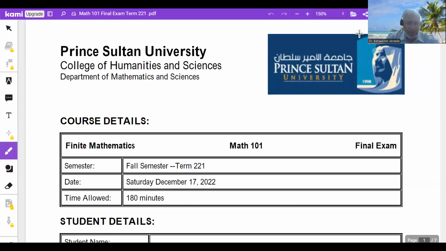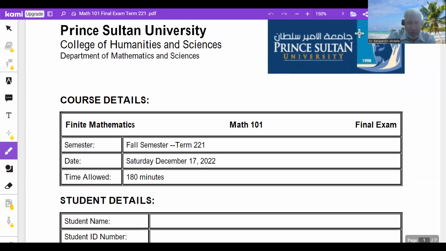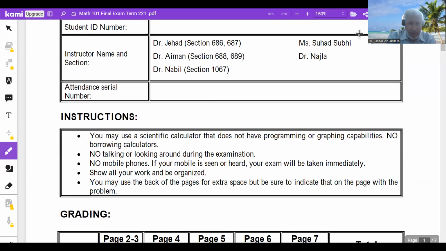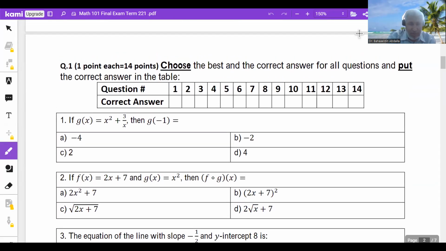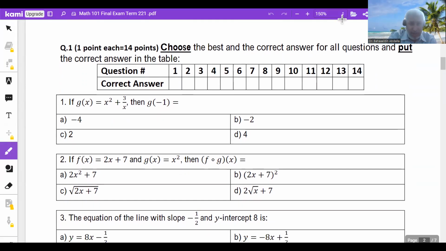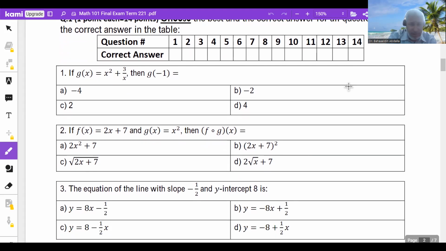This is Math 101 Final Exam Term 221. Let us have a look at the exam and try to solve it together. Question 1 consists of 14 parts. Choose the best and the correct answer for all questions and put the correct answer in the table. So you have to put the correct answer here.